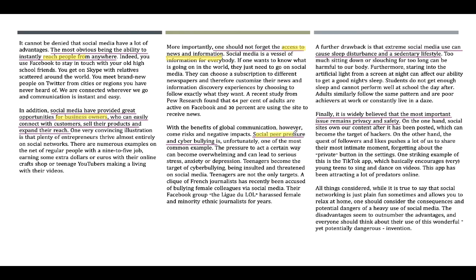Problems: social peer pressure, cyberbullying. Sleep disturbance, sedentary lifestyle. Privacy and safety. And here you can clearly see the structure of my text. And of course, before being able to write this, you should have written a sort of outline of your text, and we should find these for and against ideas here.